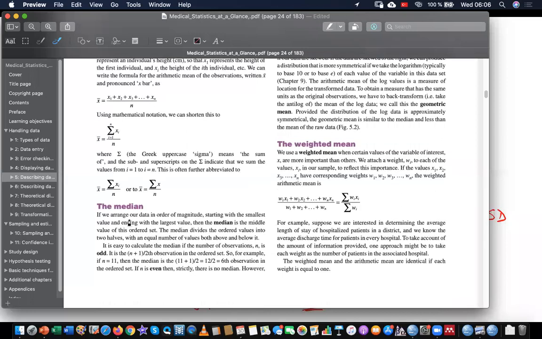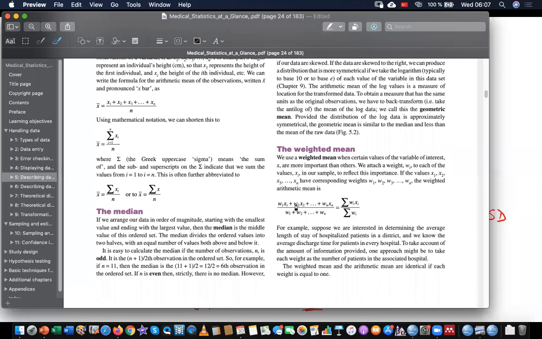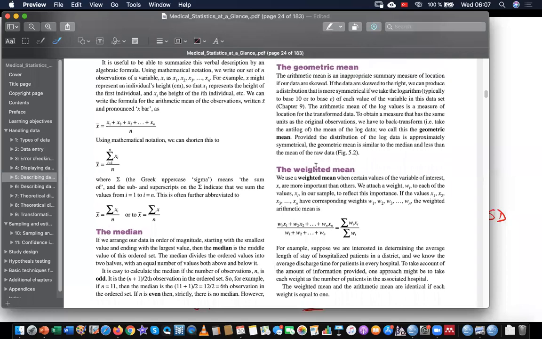On the other hand, the median is the midpoint. If you order the variable, the cases, the median is the midpoint between the minimum and the maximum. If it is an even number, you add the 2 in the middle and divide by 2. If it is an odd number, it is the one in the middle.